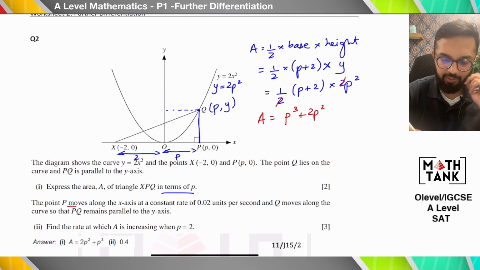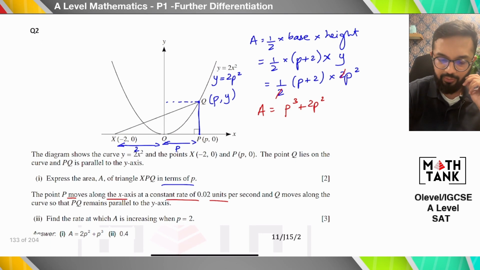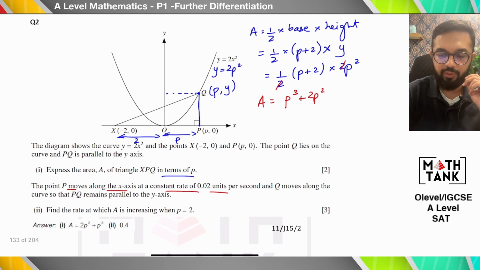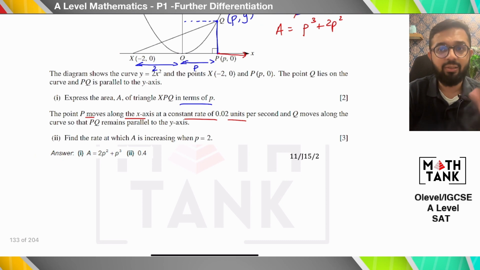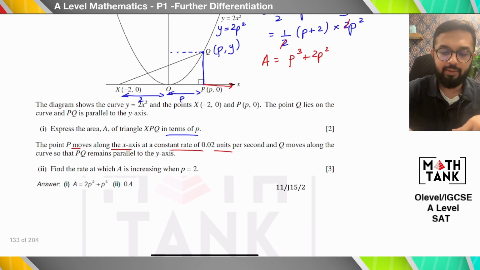Then it says the point P moves along the x-axis at a constant rate of 0.02 units per second. So this point is not traveling along y, it's just traveling along the x-axis. So can I say that it's basically dx over dt? In essence, since it was named P, can I say dP over dt? Remember that whenever I say at a constant rate, I'm talking about a rate of change, 0.02.